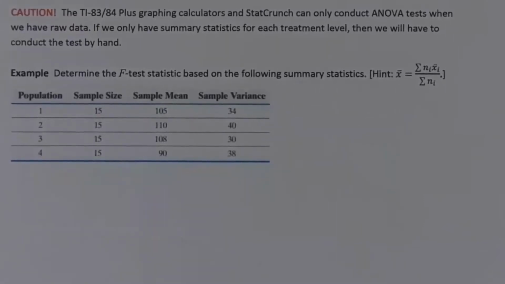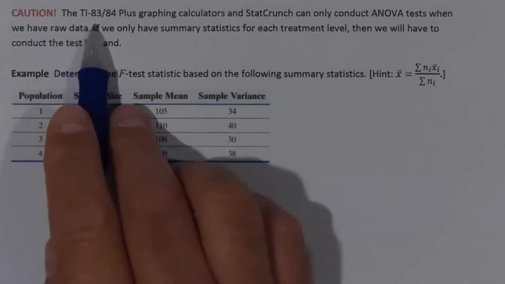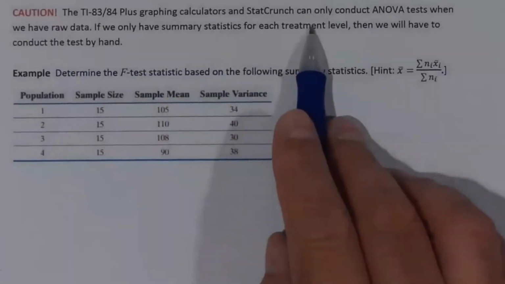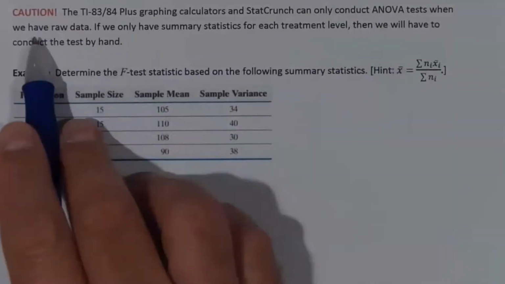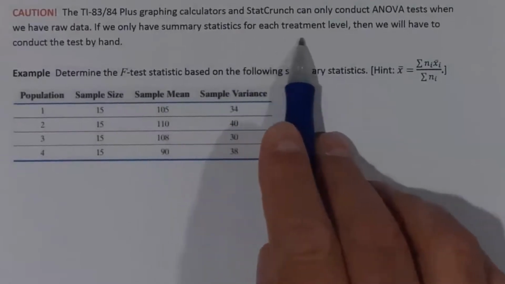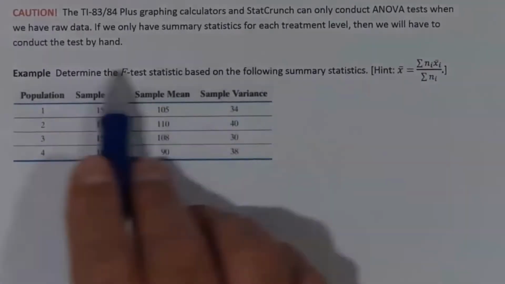So normally we're going to want to use StatCrunch or the calculator to conduct an ANOVA test if we can. But when we have summary information instead of data, then we can't use the calculator or StatCrunch to conduct the ANOVA test. So caution, the TI-83, 84 Plus graphing calculators and StatCrunch can only conduct ANOVA tests when we have raw data.